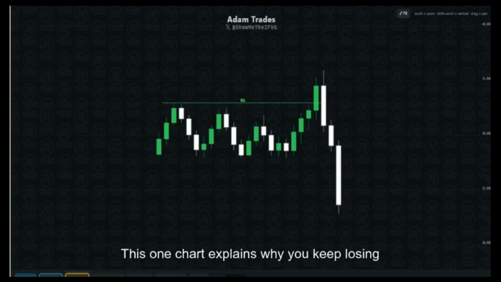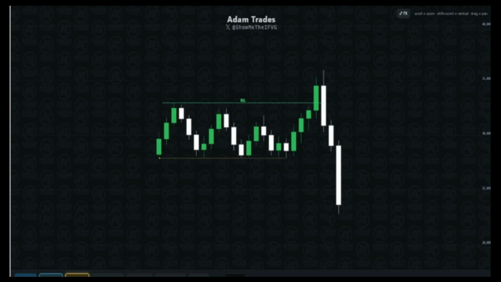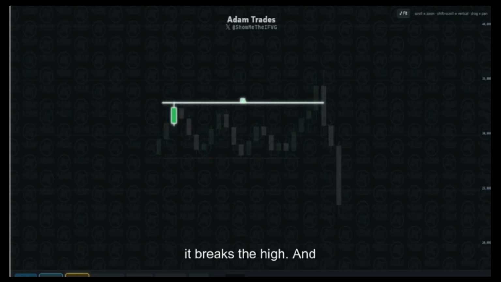This one chart explains why you keep losing at the worst possible moment. Price range is here for a while. You can see sell side low and buy side above. Then it breaks the high. And that's where retail starts going long.